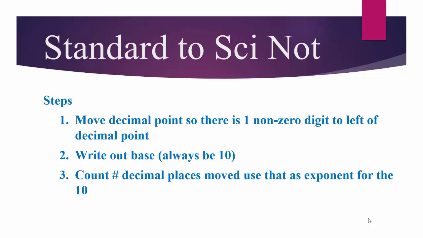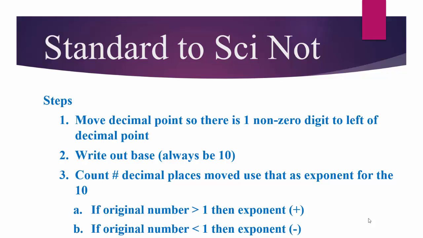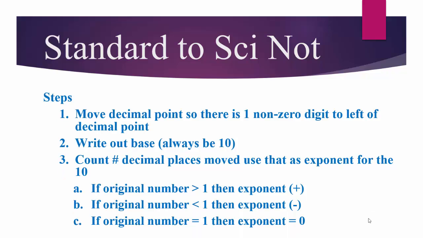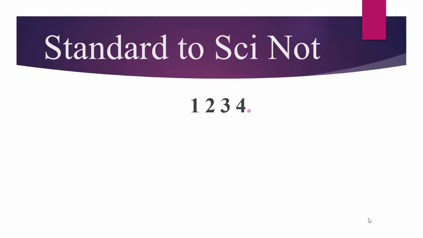You count the number of decimal places that you moved, use that as the exponent for the 10, and if your original number was greater than 1, the exponent will stay positive. If the original number was less than 1, then the exponent will be negative. And since I know somebody will ask, if the original number is equal to 1, then your exponent happens to be 0.